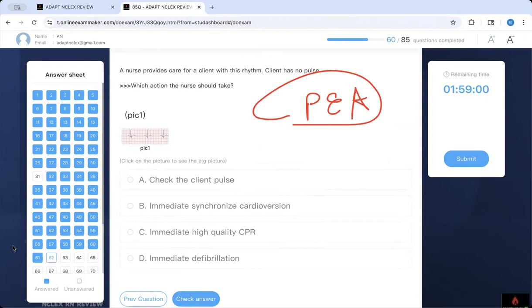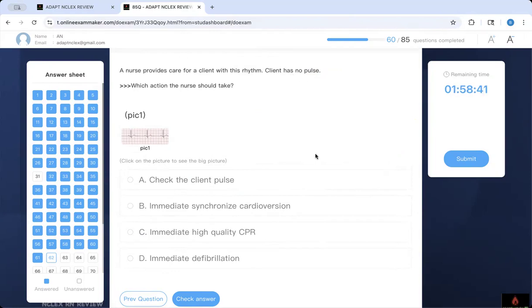If your heart is not working, what is the procedure you do? Think about this as asystole. The heart is dead. What do you do for asystole? You don't check for pulse because the heart is dead. At the same time, I told you the patient has no pulse. Why would you check for pulse again?